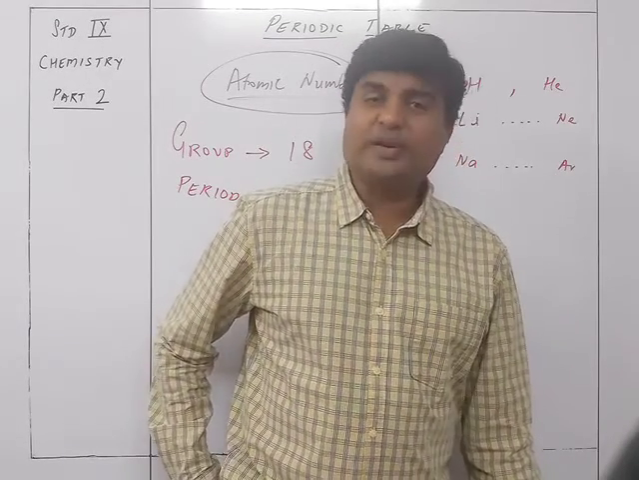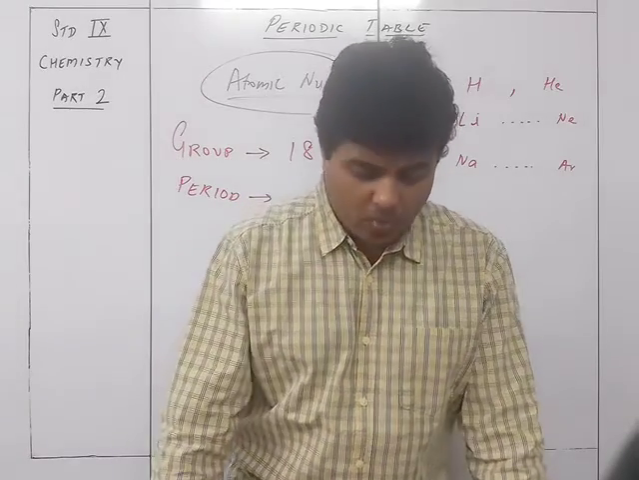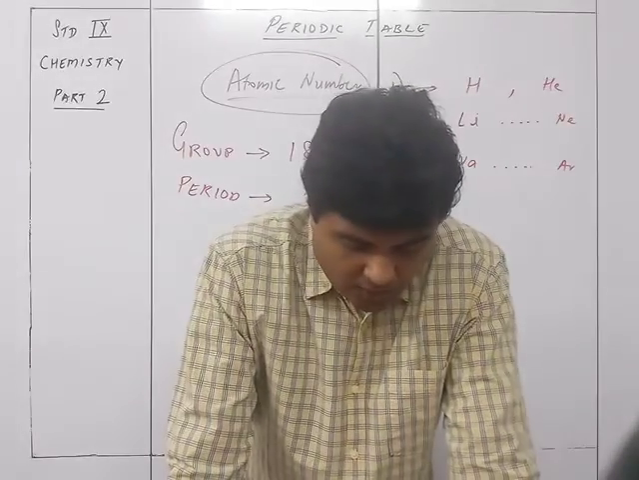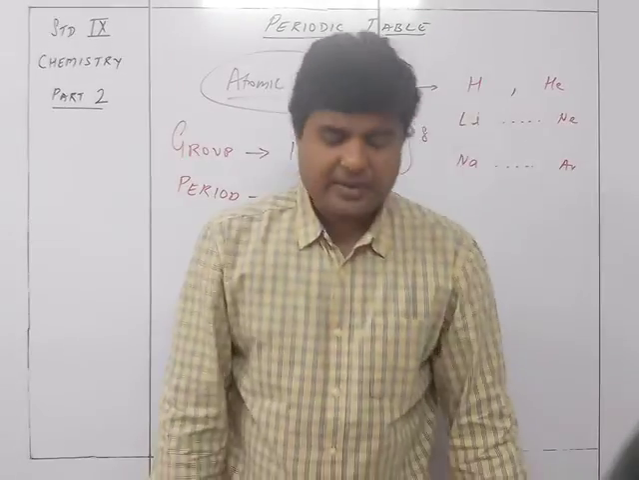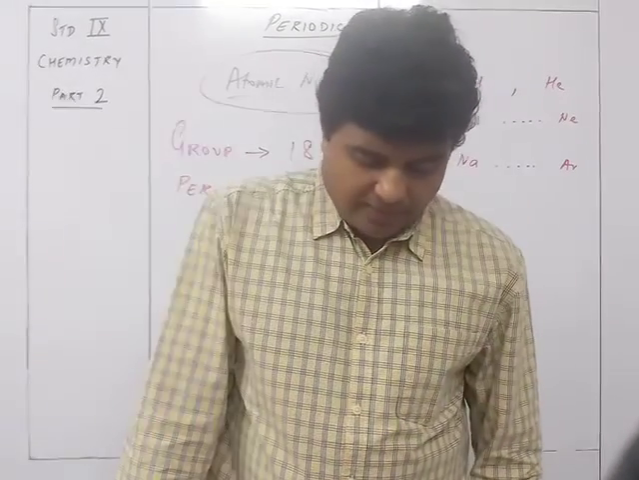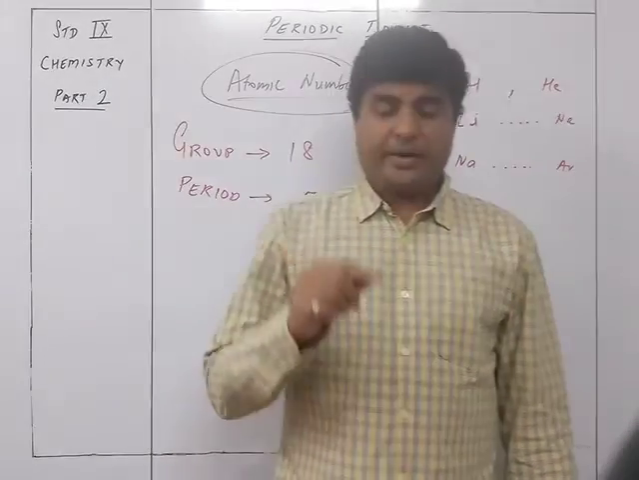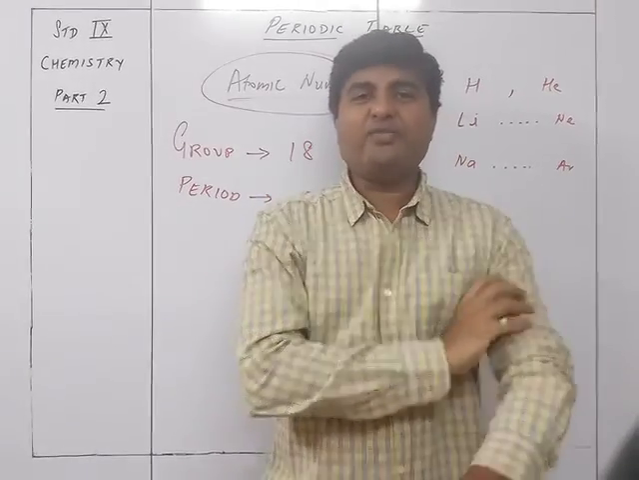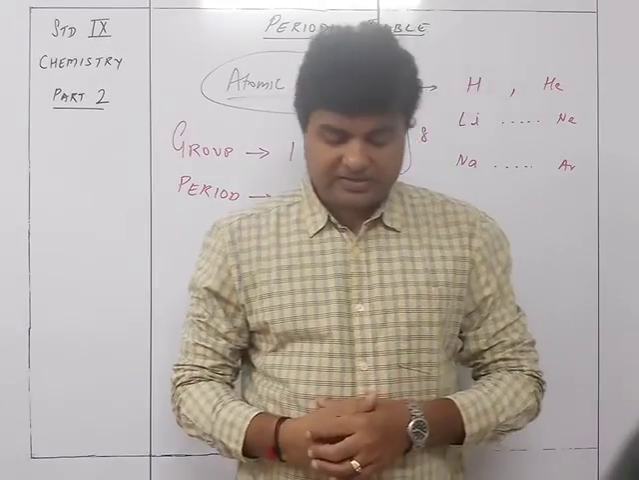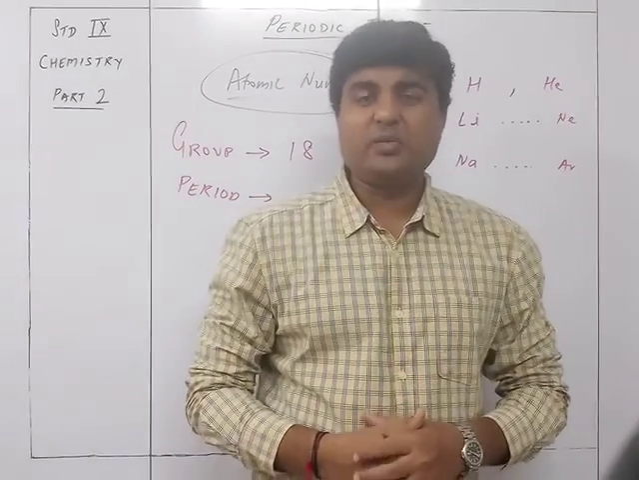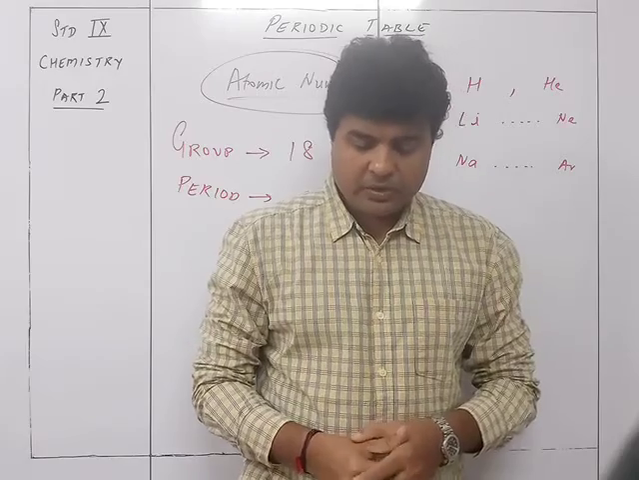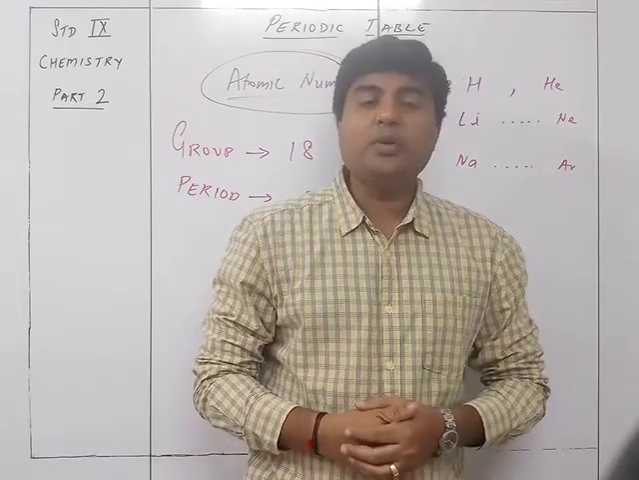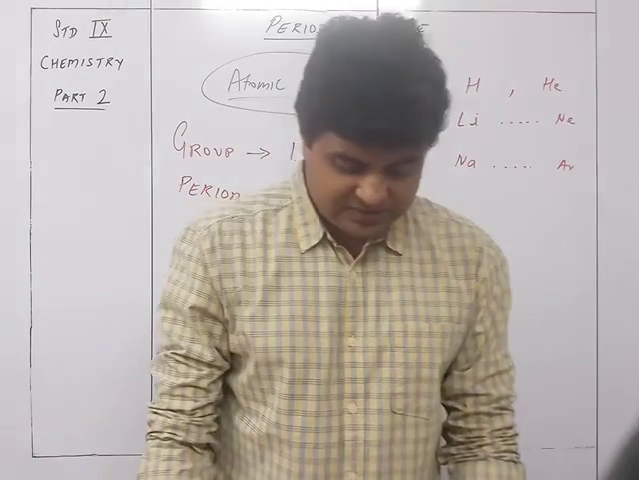In period 3, the first one is sodium, atomic number 11, that is 2, 8, 1, and it's a metal with valency 1. Magnesium is 12, which is 2, 8, 2, a metal with valency 2. Aluminium again is a metal, 2, 8, 3, valency 3. Silicon is a metalloid with 2, 8, 4 and valency 4. Phosphorus is 2, 8, 5, a non-metal, valency 3. Sulfur is 2, 8, 6, valency 2, a non-metal. Chlorine 17 is 2, 8, 7 with valency 1, a non-metal. And argon is 2, 8, 8, which is a noble gas, so valency 0.